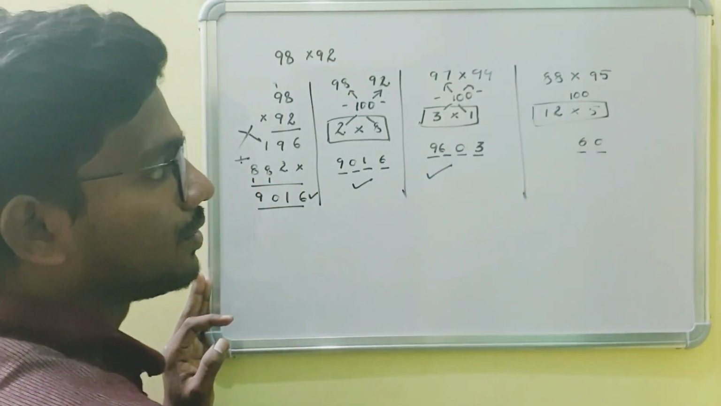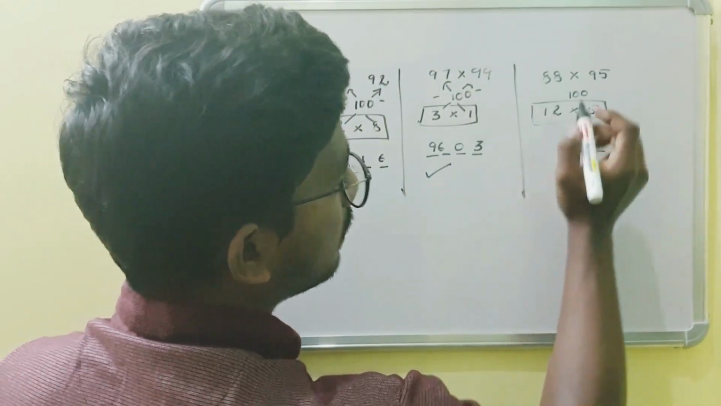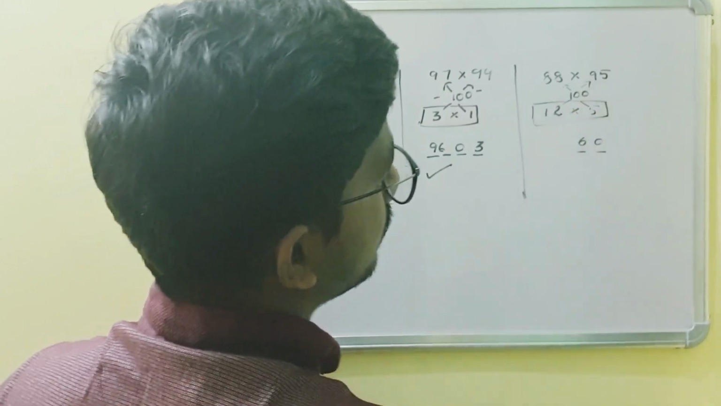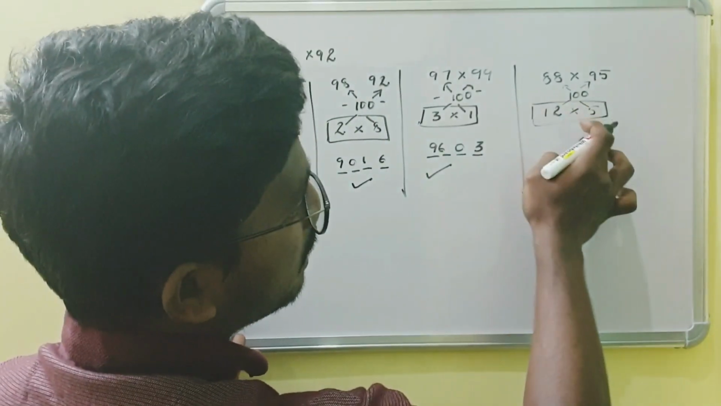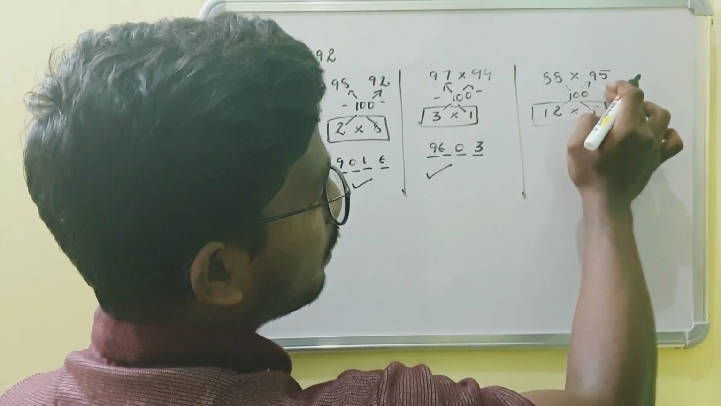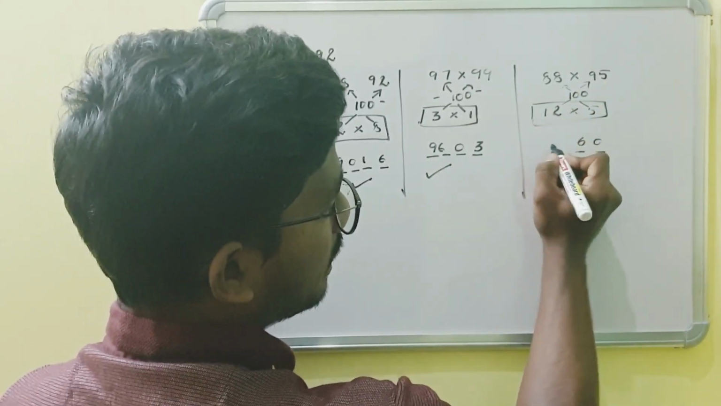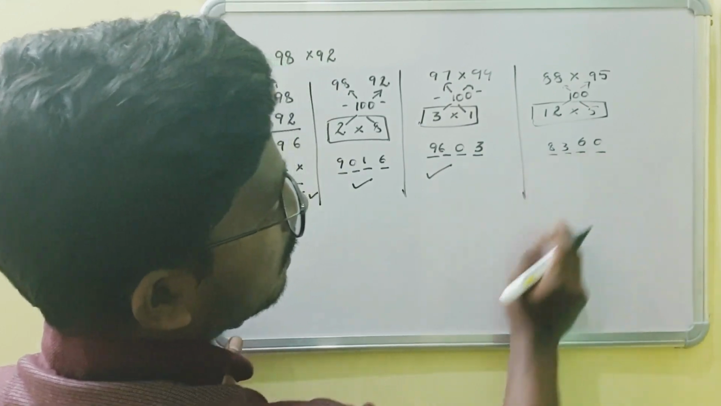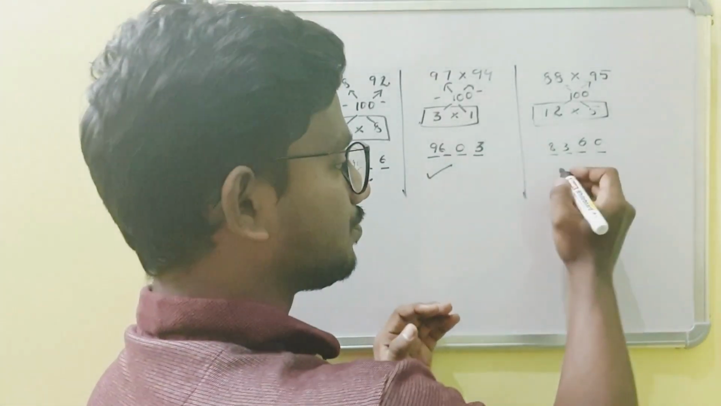I got the last two digits, and to obtain the remaining digits, I subtract the cross difference. Taking 5 from 88, I get 83, and 12 from 95, I get 83. Both are the same. So 8360 is my answer.